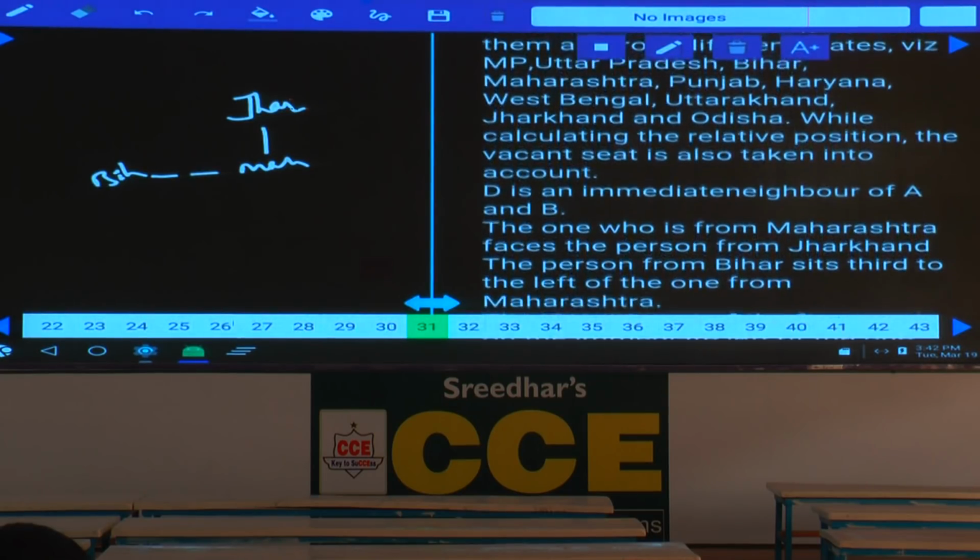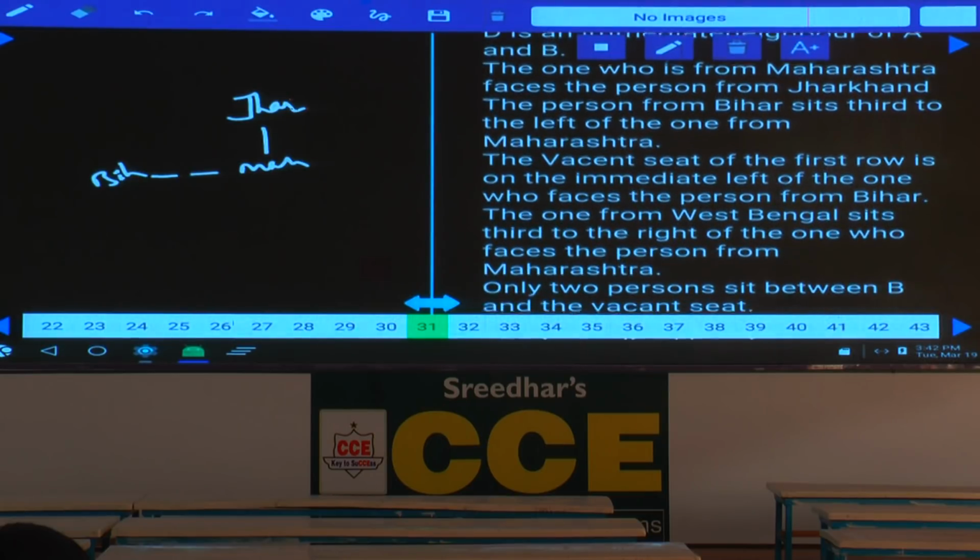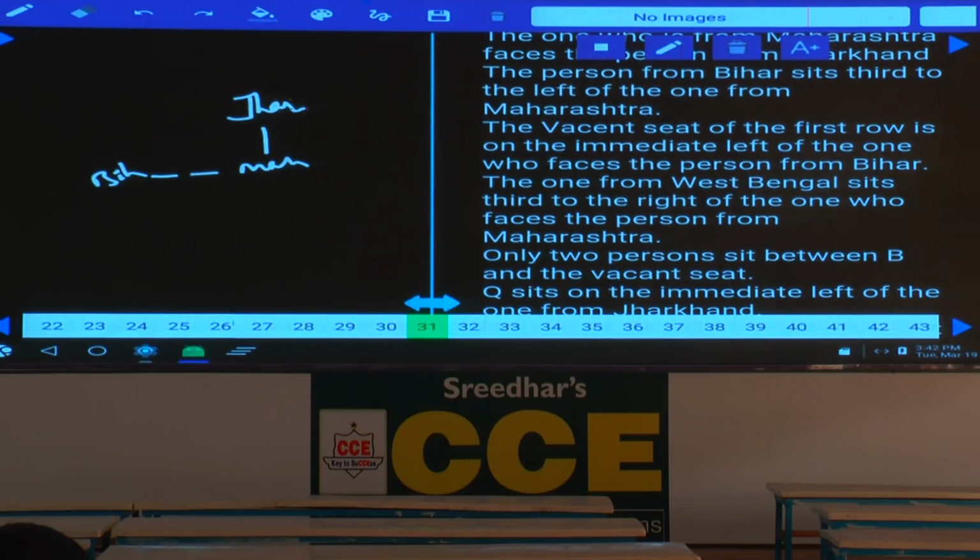Maharashtra, Uttar Pradesh and so on. D is an immediate neighbor of both A and B. And the vacant seat of the first row. Now here he is talking about the first row. First row means the row which is facing towards south. And the vacant seat of the first row is on the immediate left of the one who faces the person from Bihar. Now the person from Bihar is here. Now between Bihar and this one, there are how many persons? 2 persons, and out of which this is a vacant seat. Are you following this one or not? Hence now it is a vacant seat here.